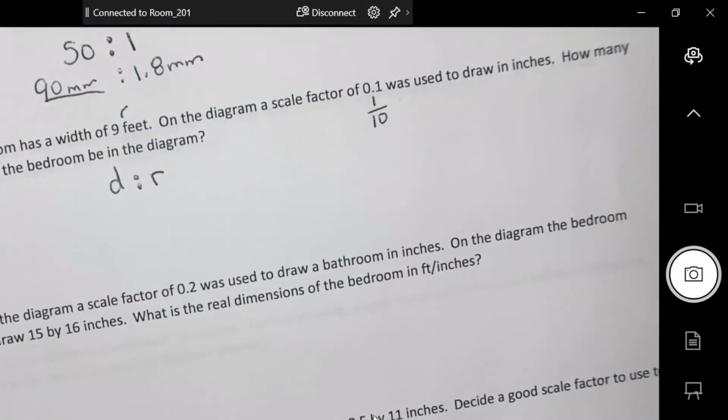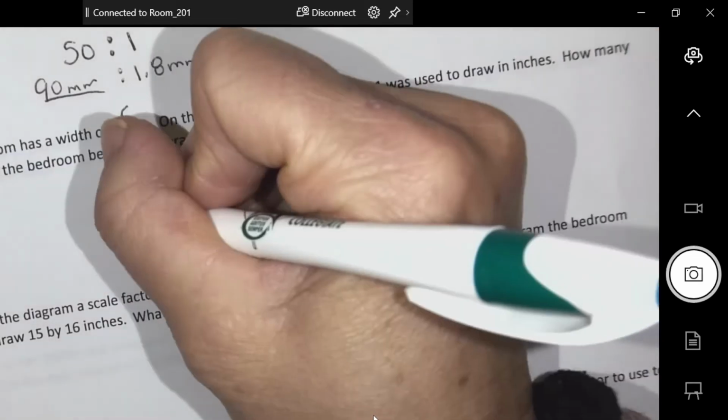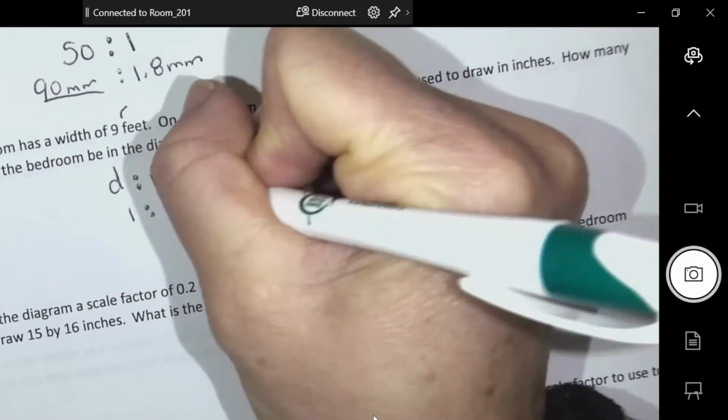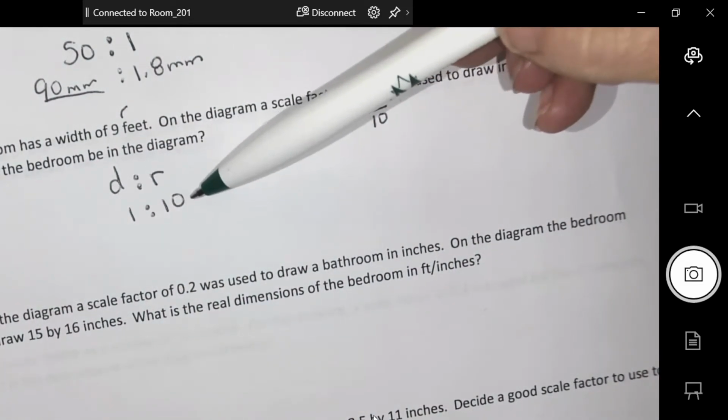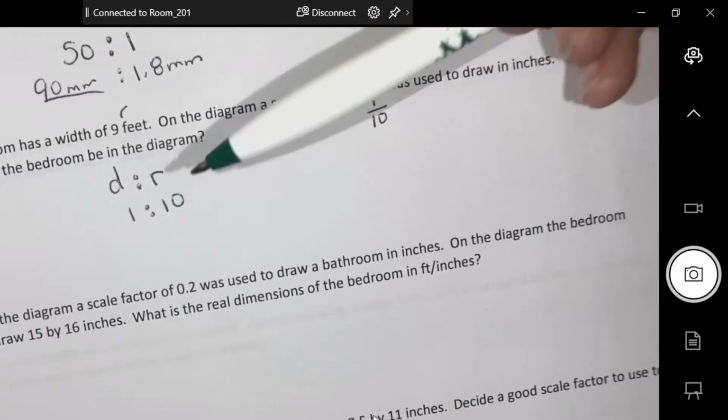Okay. Where are you going to put a 1? Where are you going to put a 10? So 1, 10. The 10 is on the bigger. So what's bigger, the diagram or the real life would be the bigger? The real life, every 1 on the diagram is 10 in the real life.